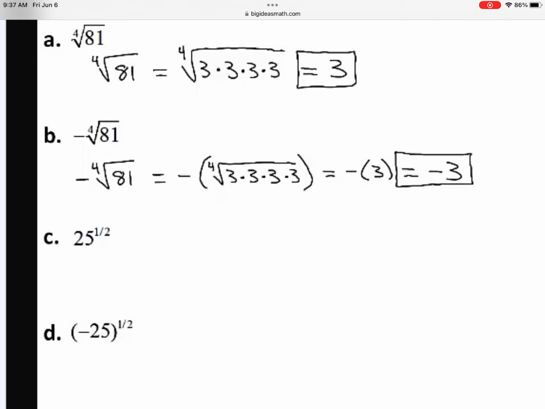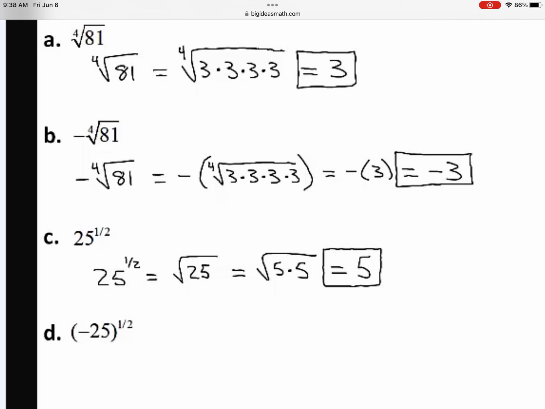Part C, 25 to the 1/2 power. Notice that 25 to the 1/2 power can be rewritten as the square root of 25. Because 25 equals 5 times 5, the expression simplifies to the square root of the quantity 5 times 5, which equals 5. Part D, the quantity negative 25 to the 1/2 power.